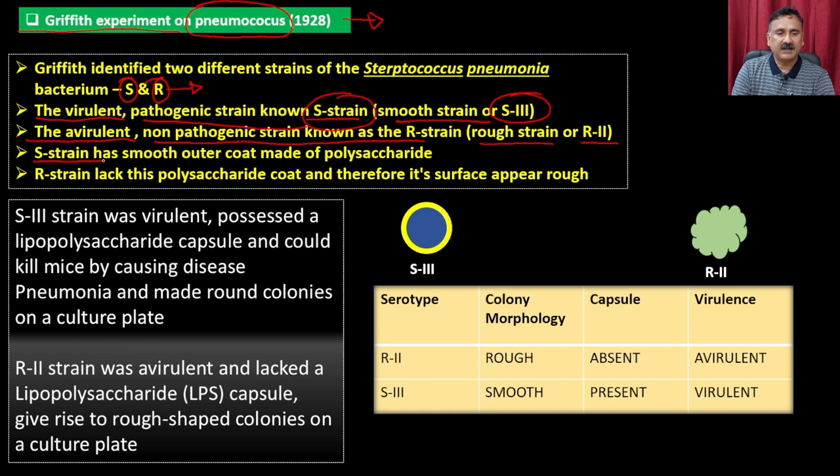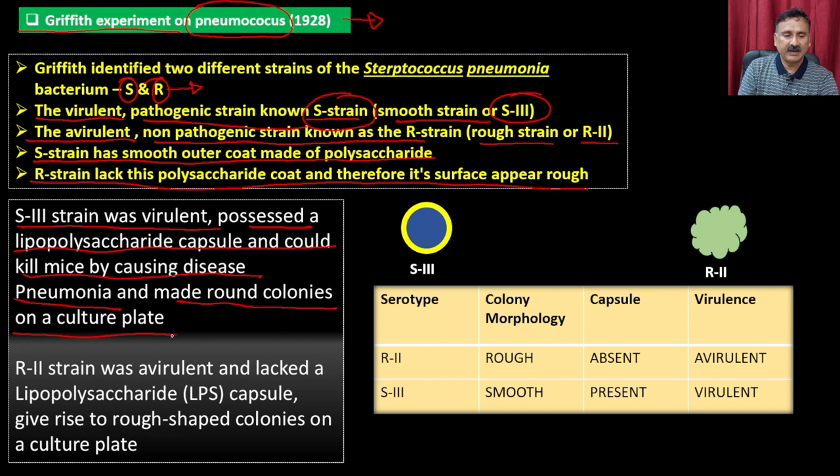The S strain has a smooth outer coat made up of polysaccharides, and the R strain lacks this polysaccharide coat, and therefore its surface appears rough. The S3 strain was virulent, possessed a lipopolysaccharide capsule, and could kill mice by causing the disease pneumonia, and made round colonies on a culture plate. Whereas the R2 strain was avirulent and lacked a lipopolysaccharide capsule, giving rise to rough colonies on the culture plate. So these are some of the properties.